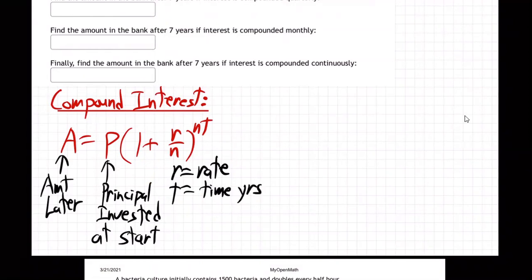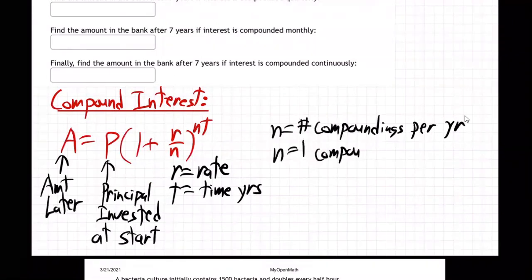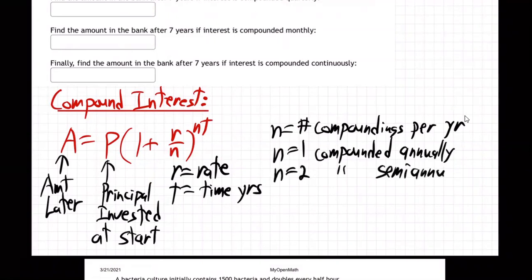And then what is n? Well, n is a little tricky. n equals the number of compoundings per year. What are we talking about? Well, n equals 1 if it's compounded annually, once a year. n equals 2 if it's compounded semi-annually. That means twice a year. n equals 4 if it's compounded quarterly. Sometimes they'll say compounded quarterly. That's 4 times a year.